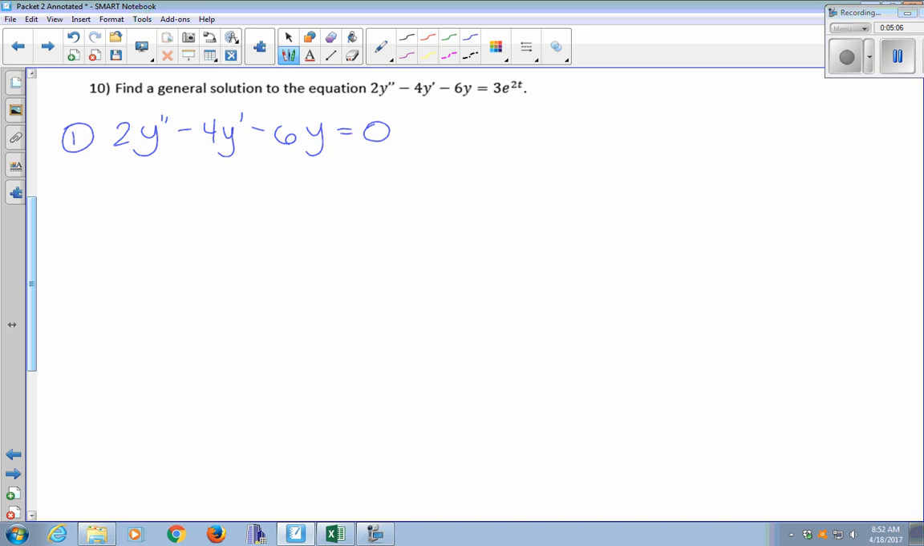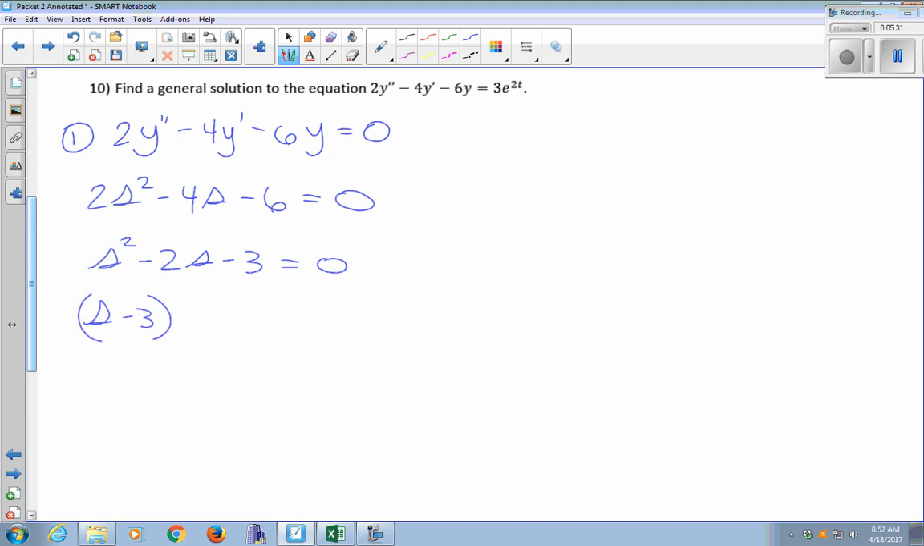And then we just discovered that we can quickly write down the characteristic equation. This is going to be 2s squared minus 4s minus 6 equals 0. I'm just going to divide everything by 2 here. So I have s squared minus 2s minus 3 equals 0. And then that factors to s minus 3, s plus 1. So I have 2 eigenvalues, 3 and negative 1.